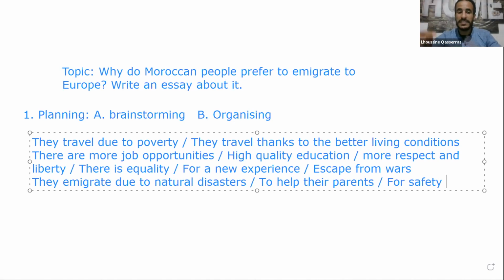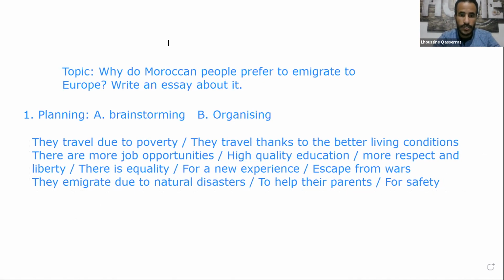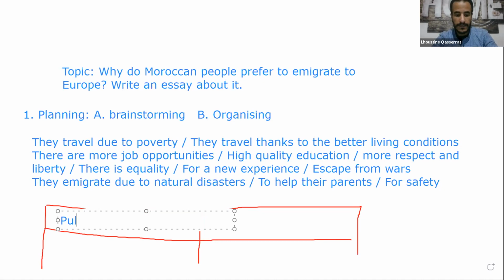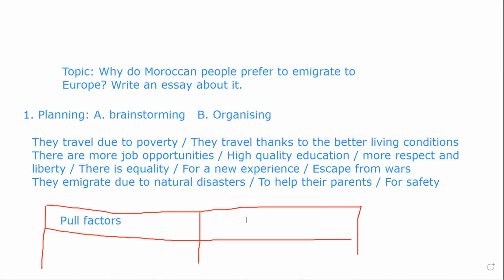The second step in the first stage is organizing. So look here, we are going to organize. And here the teacher will help the learners to organize like this. Look here. So this is one, and this is one. Okay. So now organizing ideas. And we can have two types of ideas. Here teachers should help them. We can have, for example, pull factors. And here, push factors.